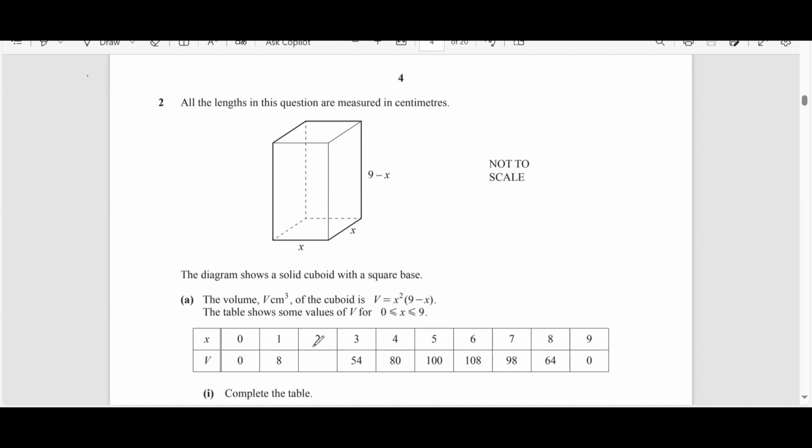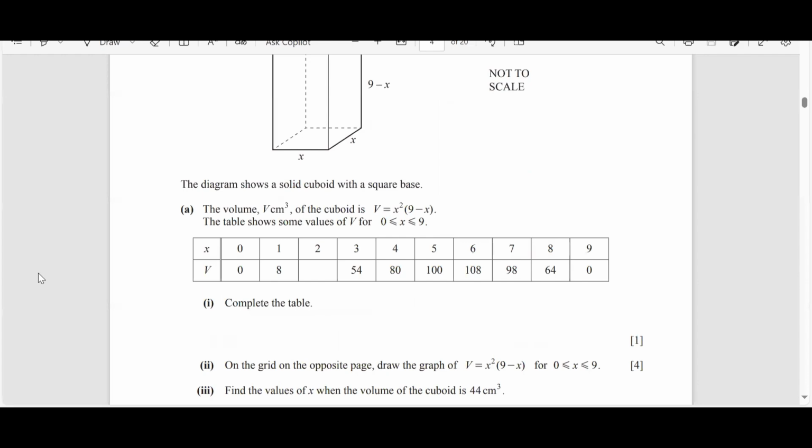So I can see that the value of x is given as 2 and we need to find out the volume. The volume formula was given: V is equal to x square into 9 minus x. So wherever we have x, we just replace it with 2. So 2 square into 9 minus 2. 2 square is 4 and 9 minus 2 is 7. So 7 into 4 will be 28. So now the value for V is 28 and we completed the table. So that was the first subdivision. It was just a 1-mark question.